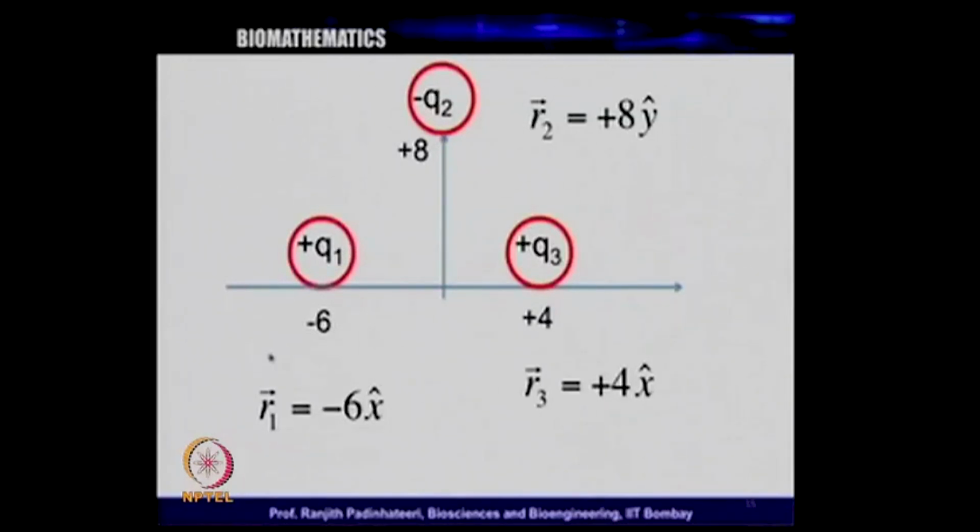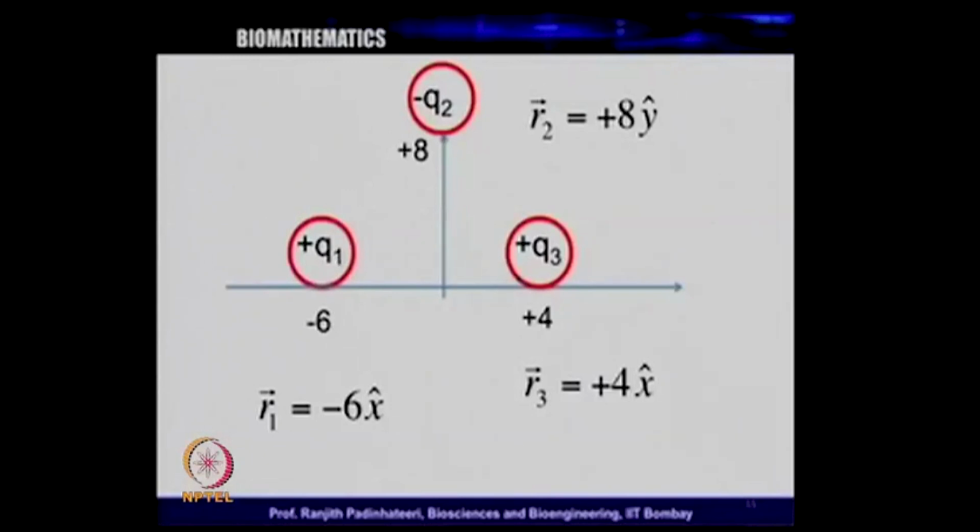Now, what is r1? Essentially it is the position vector, starting from here to here, that is basically minus 6x. That means to get to the position of the first one, you have to go minus 6 along the x axis. So, you can say r1, which is the position of the first charge, is minus 6x. You have to go 6 units, let us say 6 meters, along the x axis.